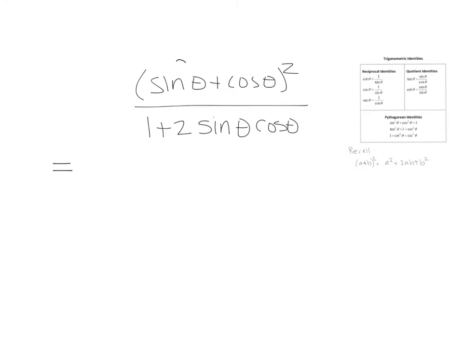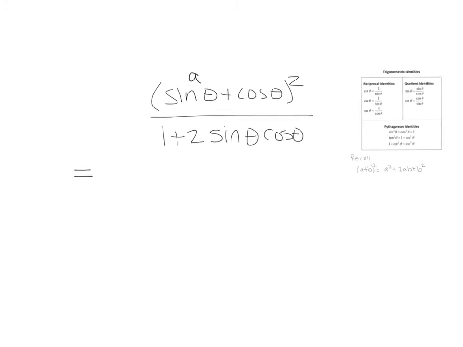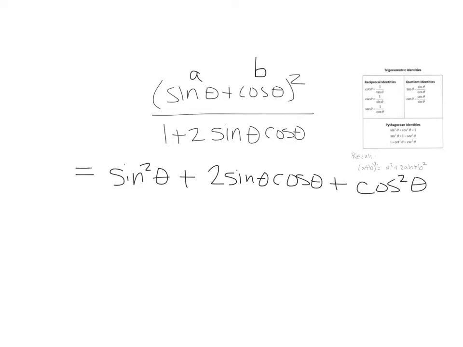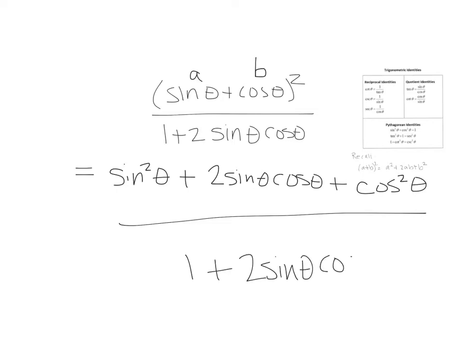So let's call this guy A and this guy over here B. And we're going to say A squared, so in this case, sine squared theta, plus 2AB, in this case 2 sine theta cos theta, plus b squared, which in this case is going to be cosine squared theta. All divided by 1 plus 2 sine theta cos theta.